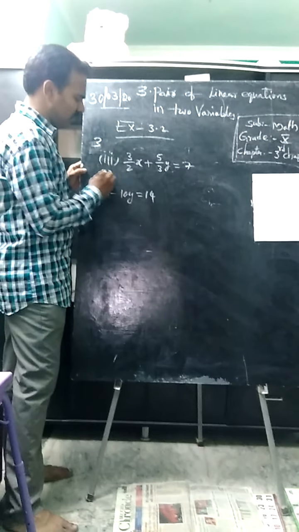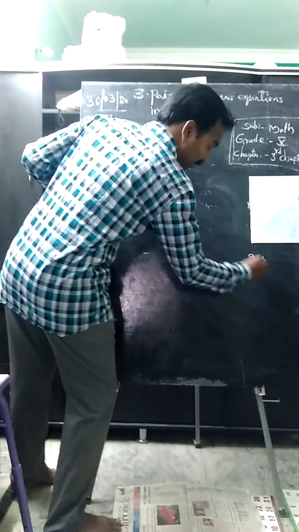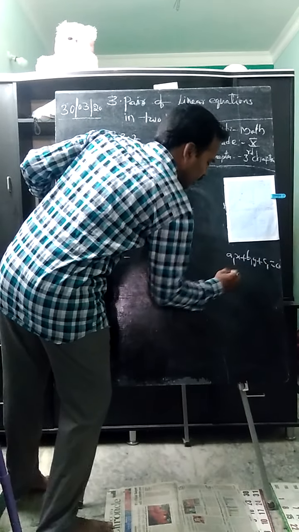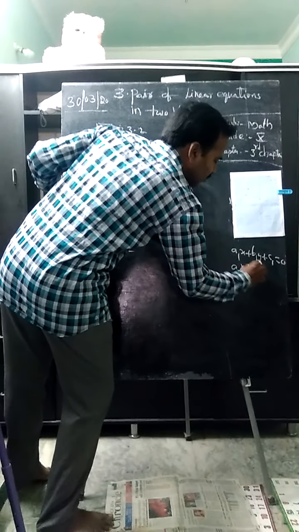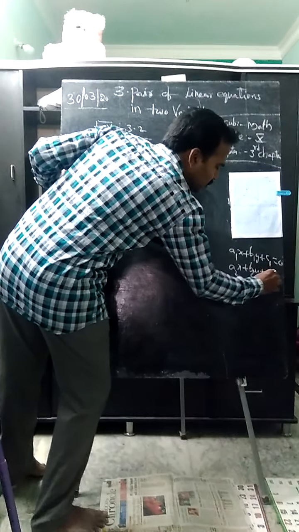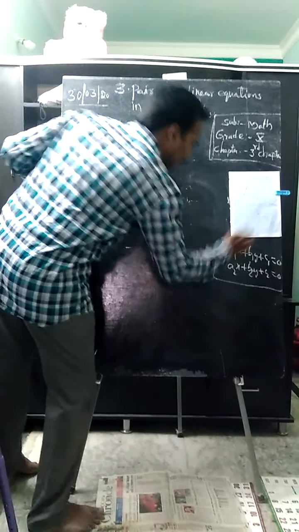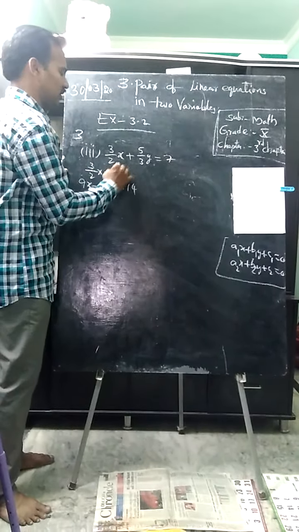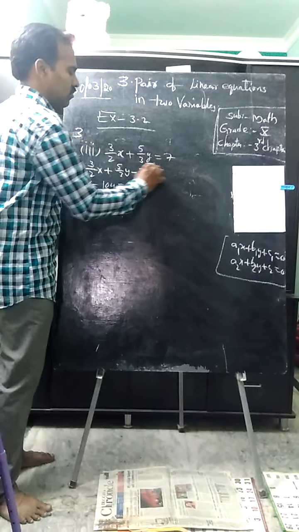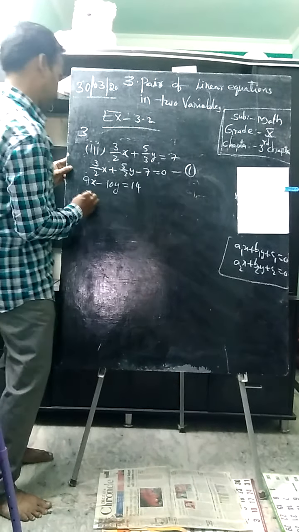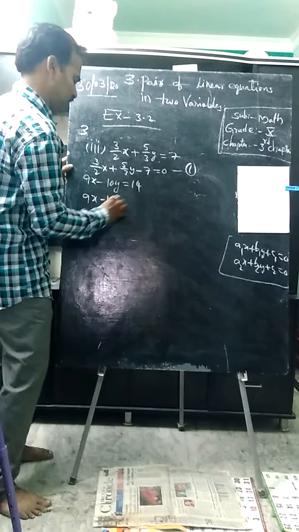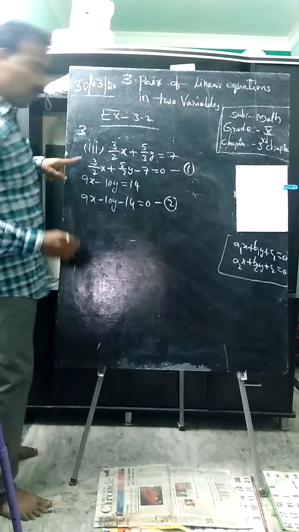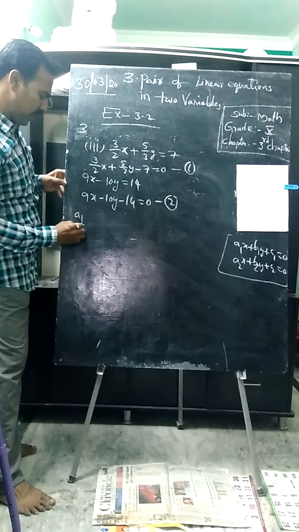So now we write the first step: write in standard form. What is the standard form of a pair of linear equations in two variables? a2x plus b2y plus c2 equals 0. This is the standard form, as we discussed in the previous class. So we can write like this, students. Equation 1, equation 2. So now we have a1 by a2.